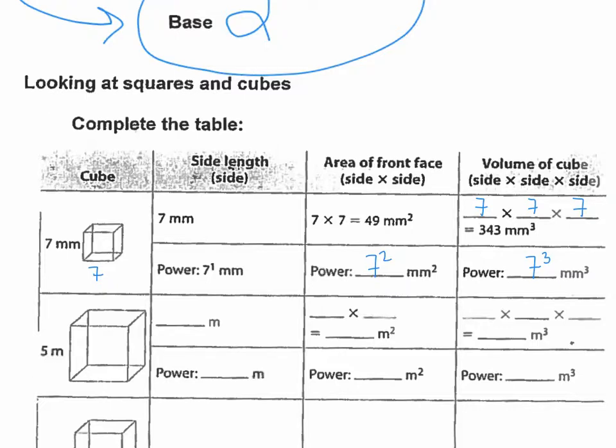This cube has side length 5 meters. So the power is 5 with exponent 1 meters. The area is 5 times 5, which is 25 meters squared, or you could write that as the power of 5 with the exponent 2 because it's being squared. And the volume is 5 times 5 times 5, which is 5 cubed meters cubed, and the power is base 5 exponent 3. Sorry, this should be 125 meters cubed, but the power is written as 5 to the exponent 3.